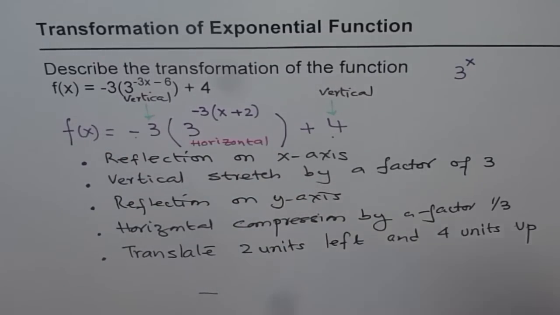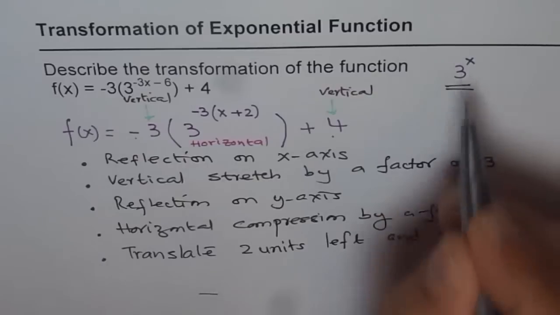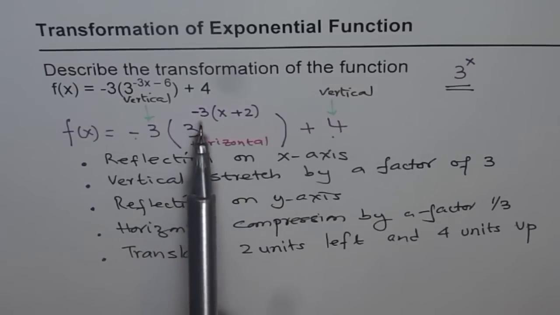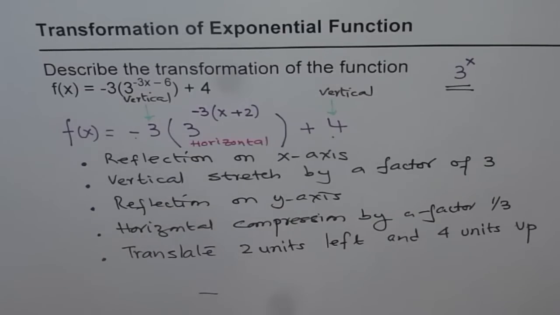We are doing transformation with respect to our base function, which is 3 to the power of x. I hope it's absolutely clear to you. The critical step, which is factoring out minus 3, is very important. The students who miss this will not get the right answer. I hope you appreciate it.